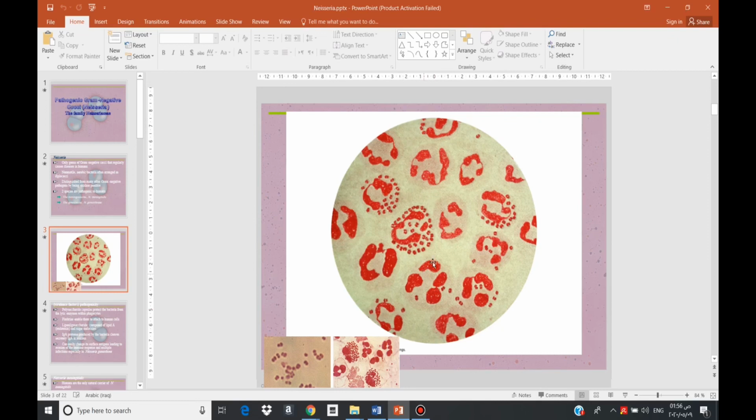The main structure of the Neisseria gonorrhea هي kidney shaped diplococci intracellular bacteria, means that the bacteria mainly found inside the neutrophil, mainly kidney shaped مثل ما قلنا kidney shaped gram negative bacteria diplococci. It is a very important structure useful in the diagnosis of the bacteria by the gram stain.